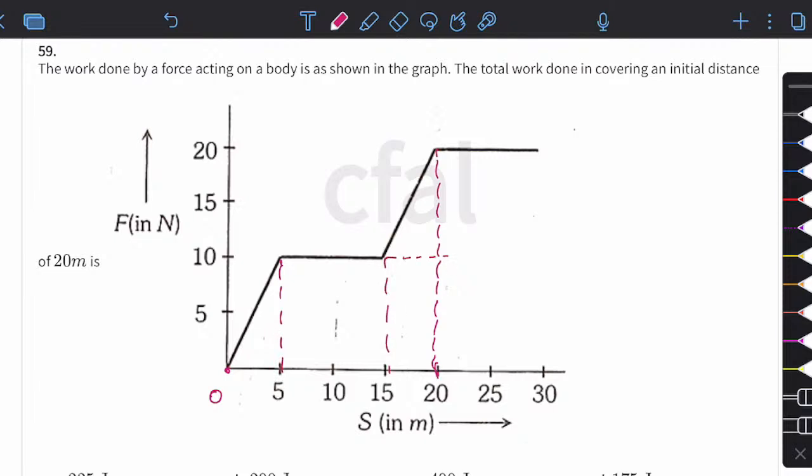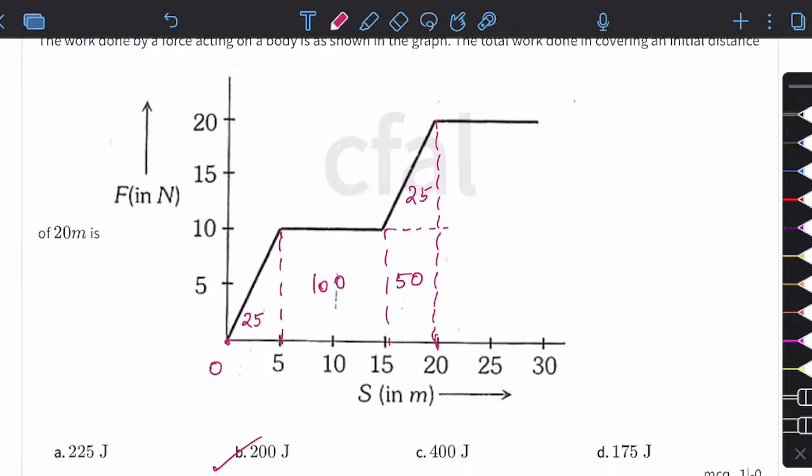So the first piece is a triangle. Half into 5 into 10 gives me 25 units as the area. Second piece is a rectangle, base is 10, height is 10, so that's 100 units. Third piece also is a rectangle, base is 5, height is 10, 50 units. Next piece is a triangle, base is 5, height is 10, so you get 25. So the total area is 25 plus 25, 50, plus 50, 100, plus 100, 200. I hope that's also clear.